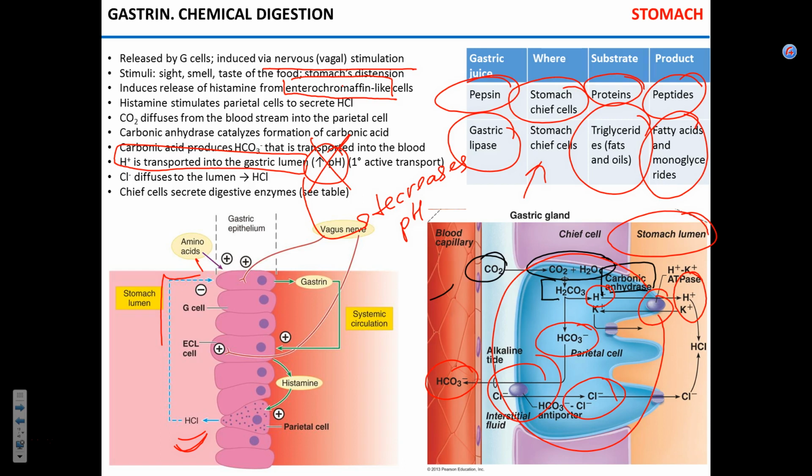Before we move on, so we have three main energy-bearing nutrients, which are carbohydrates, fats, proteins. Which two are digested in the mouth? Fats and carbs. Yes, fats and carbs. Which two are digested in the stomach? Fats and proteins. Yes. This is something that you need to know. I'm going to ask this. Which are digested where? Am I clear?